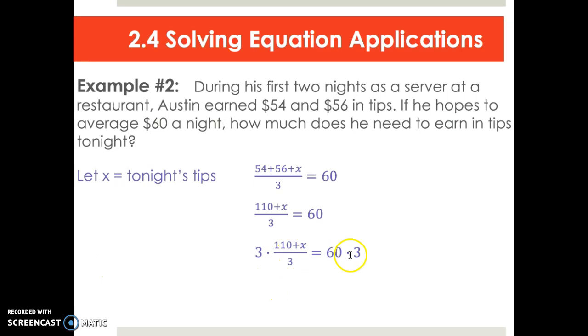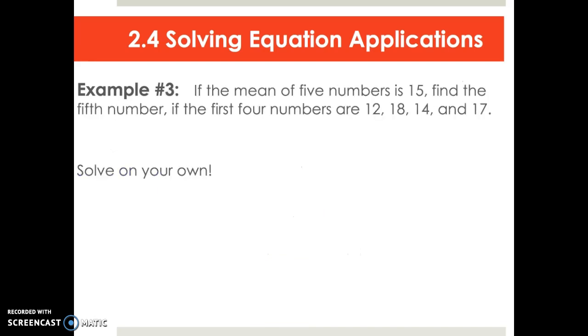Next, we're going to multiply both sides by 3 to get rid of our fraction. So our 3's are going to cancel on the left-hand side, leaving us with just 110 plus x equals 180. So now we subtract 110 from both sides, and we get x equals 70.